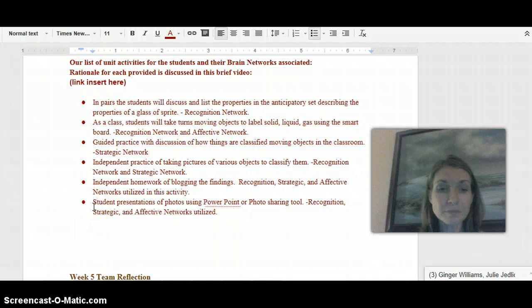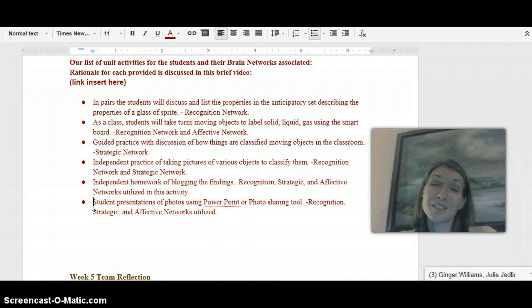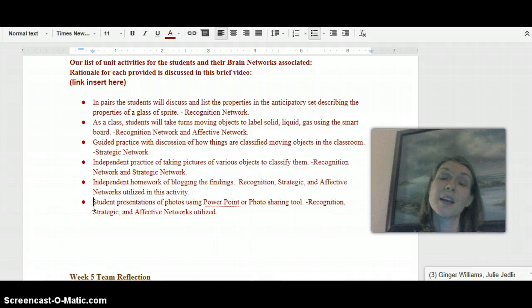The last one is that students now get to present their photos using PowerPoint or a photo sharing tool, and possibly some students, especially if they're using their own camera or picture device, might have a photo sharing presentation program that they're already familiar with. Again, the rubrics can be tweaked individually as needed, as per an IEP or something like that.